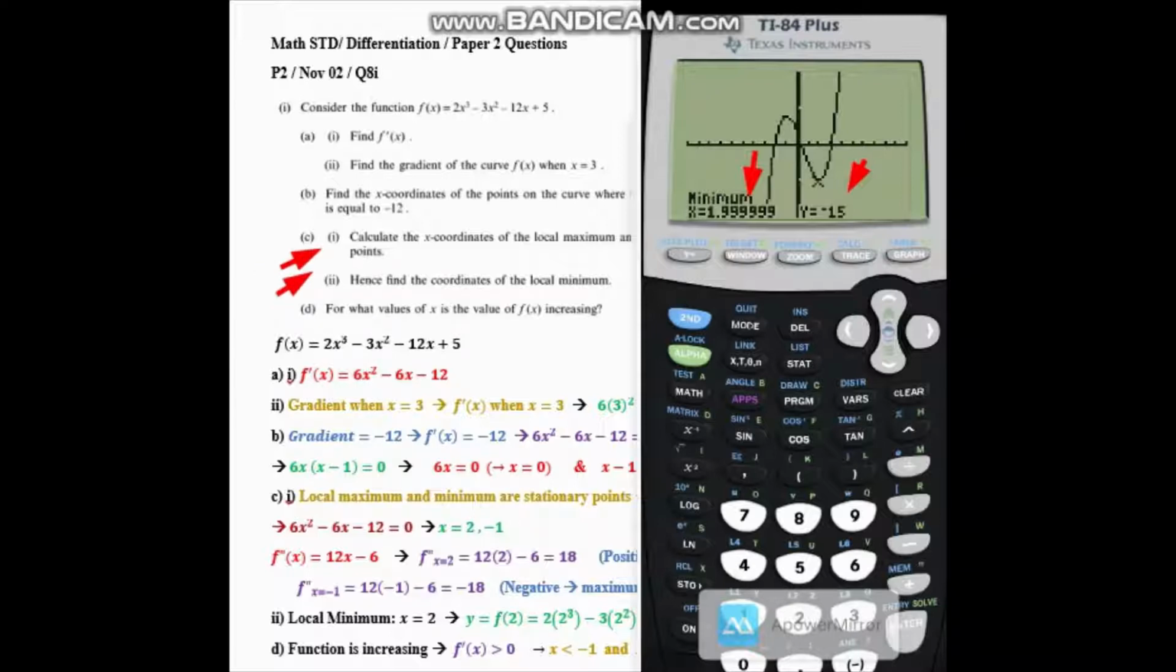But you cannot simply tell the examiner, these are the answers from the GDC. You have to show working. And they specifically request that you find the minimum and the maximum using calculus and equations and so on, not just off the GDC. So you have to learn the manual approach as well. And we can see that the function is in fact increasing before the maximum point and after the minimum point. So this is why we said that for x is less than negative 1 or for x is greater than 2.